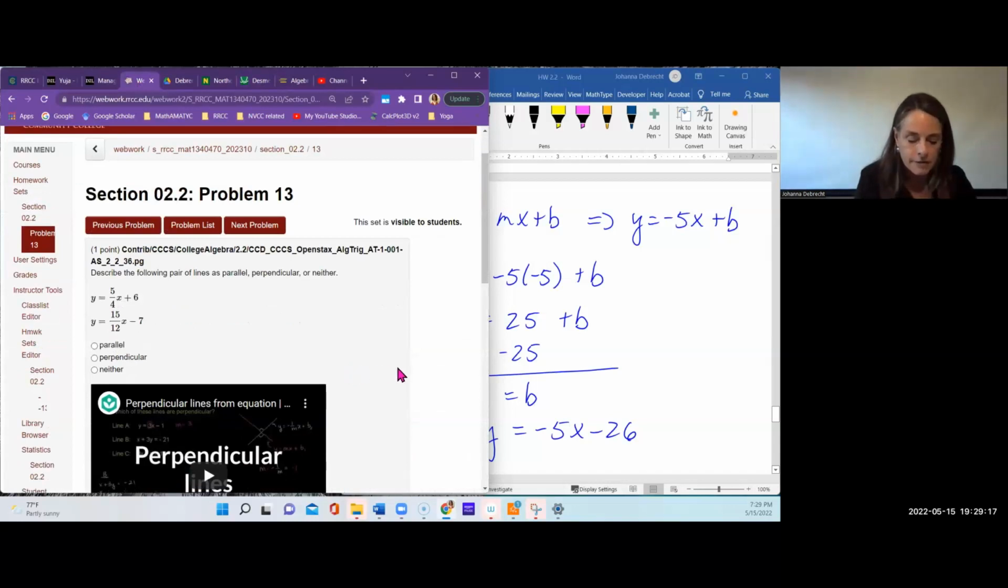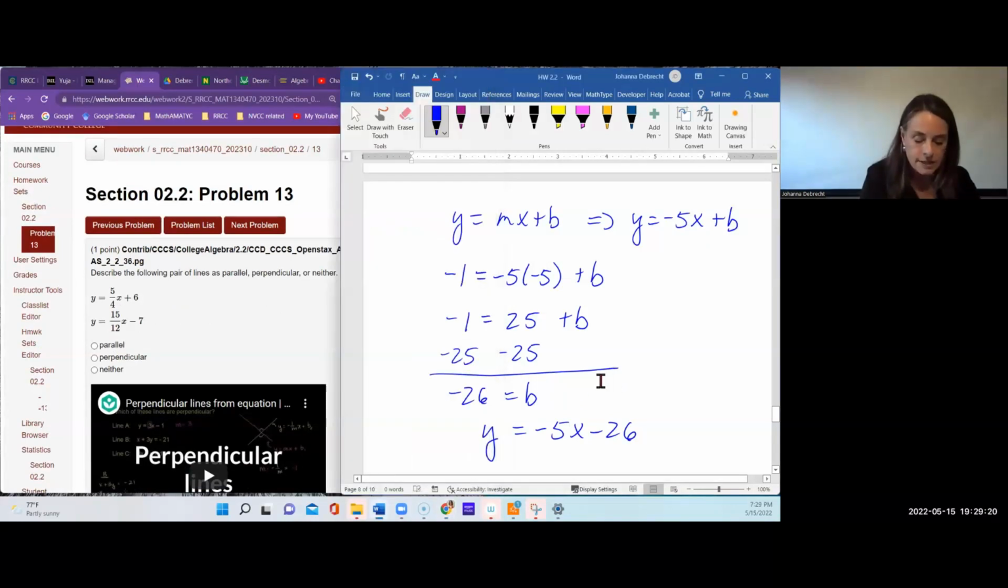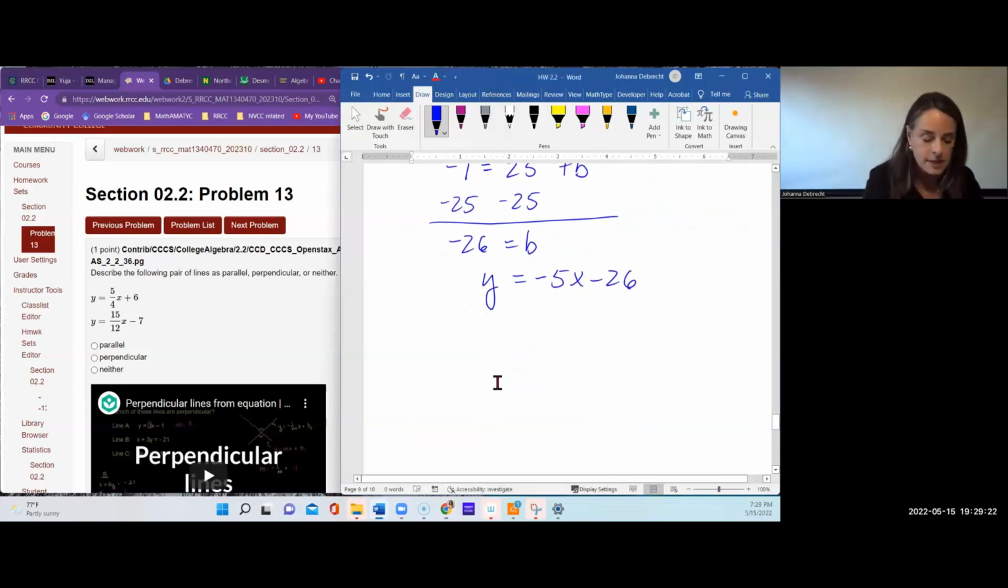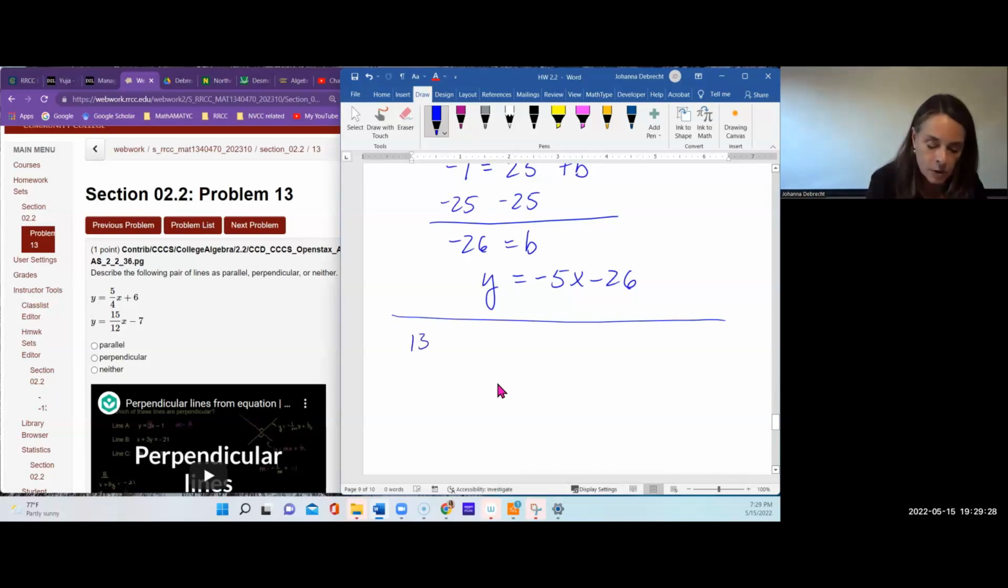On this problem, we have a pair of lines, y equals 5/4 x plus 6 and y equals 15/12 x minus 7. We want to know, are they parallel, perpendicular, or neither? By neither, they mean they do intersect, just not at a right angle. So those are our choices. They're parallel and they never touch and never cross, or they're perpendicular and they cross at a right angle, or they cross at some other kind of angle, but not at a right angle. We call those parallel, perpendicular, and neither.